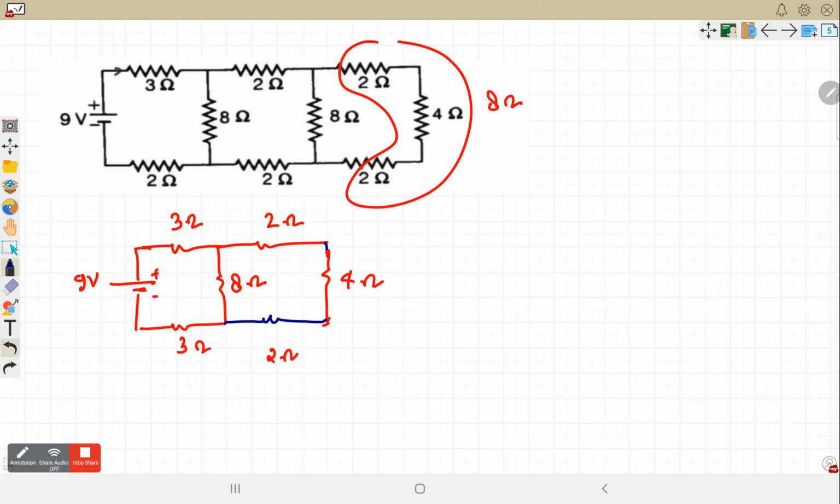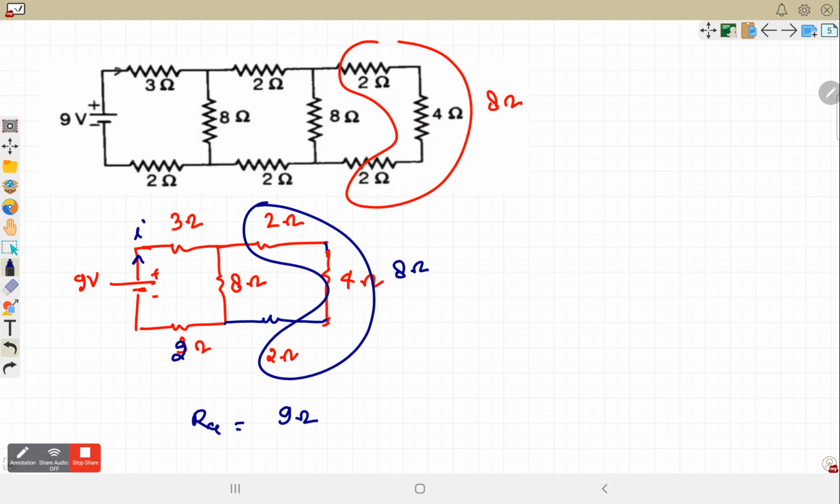By using this, 2 plus 4 plus 2, again it becomes 8, and 8 and 8 in parallel becomes 4. So 4 plus 3 plus 2, what is the total equivalent resistance? Total equivalent resistance becomes 9 ohm. The current drawn from the battery is 9 V upon R equivalent, and that will be equal to 1 ampere. So the current in the 3 ohm is 1 ampere.